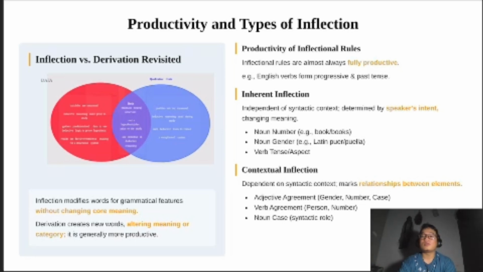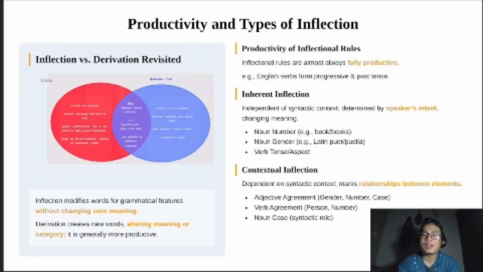Inflectional rules almost always apply across the entire vocabulary. If a language marks progressive with -ing, every verb can take it. If it marks plural with -s, new nouns also take -s. The only exceptions are marginal verbs like forego, where the past tense form forwent sounds unnatural to modern speakers, but these cases are rare.